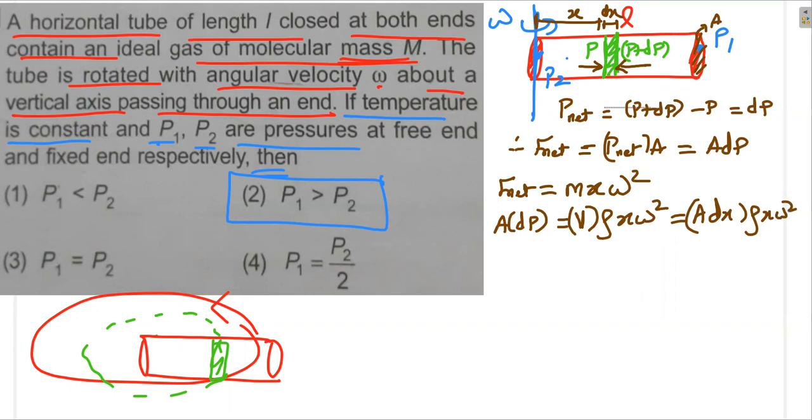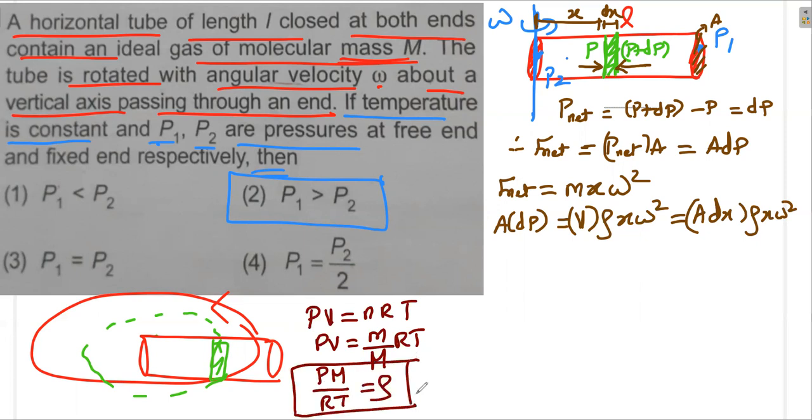Now, how do you find rho? We go for PV equal to nRT. We have done this many times. PV equals nRT. n is total mass by molar mass. Total mass by molar mass, RT. Now, here I need density, mass by volume, total mass by total volume. So this will be PM by RT is equal to density. Is it okay? So this is the density of the gas at this portion.